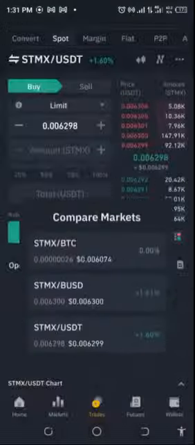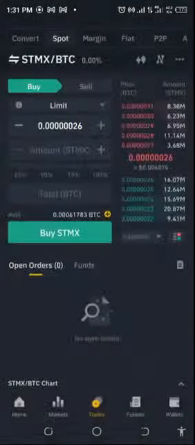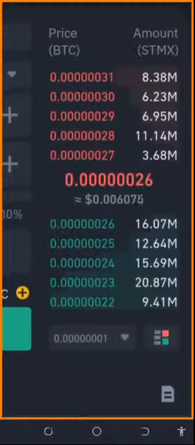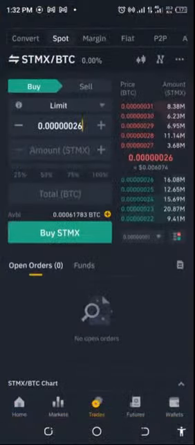So I'm going to go straight to using STMX BTC. And before I do anything, let's take a look at this market price. The market price is 0.000026. Now I'm still going to buy by limit, okay? But this time around, I'm going to choose one of the prices here.